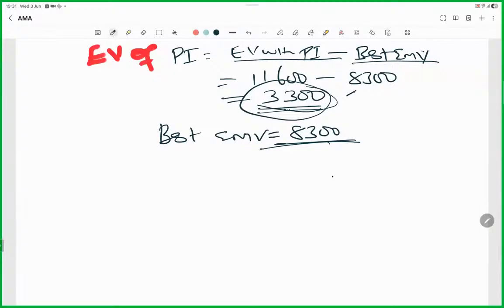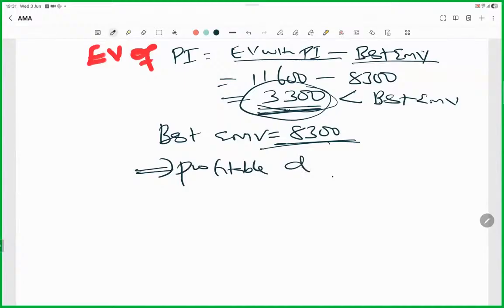We are okay because this is less than the average monetary value. It is less than the best what here? EMV. So then we are okay paying this amount. Because we are paying this amount and then we expect, it's called expected monetary value, we expect to get 8,300, meaning that this will be a profitable decision.